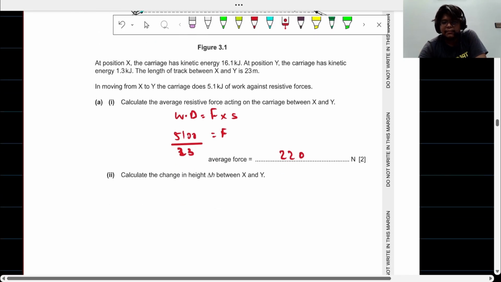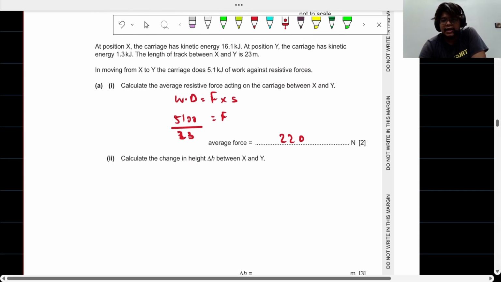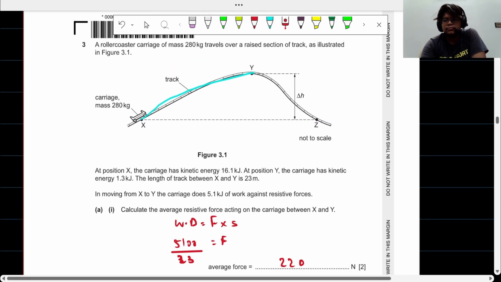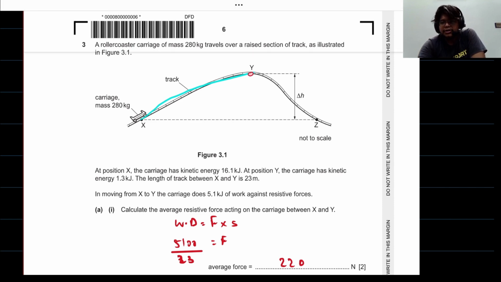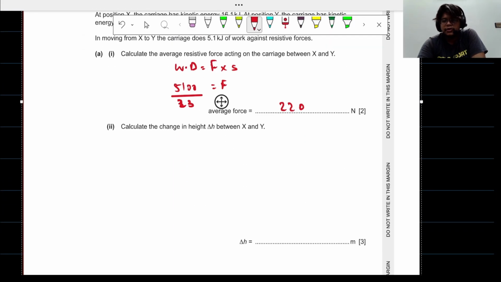Then in the second part it says calculate the change in height delta h between x and y. So now we will apply energy conservation when we are moving from x to y, right? It gains potential energy at the cost of kinetic energy. Kinetic energy would be decreasing, there would be a loss in kinetic energy, and your potential energy would be increasing. But because we have a resistive force, there will be work done against the resistive force. So we can say that loss in KE is equal to work done against the resistive force, plus your gain in GPE, right?